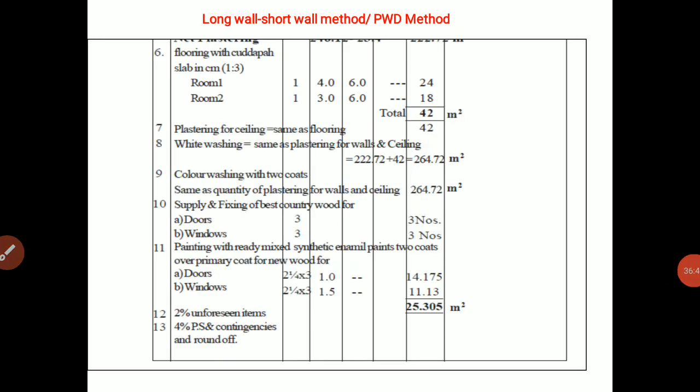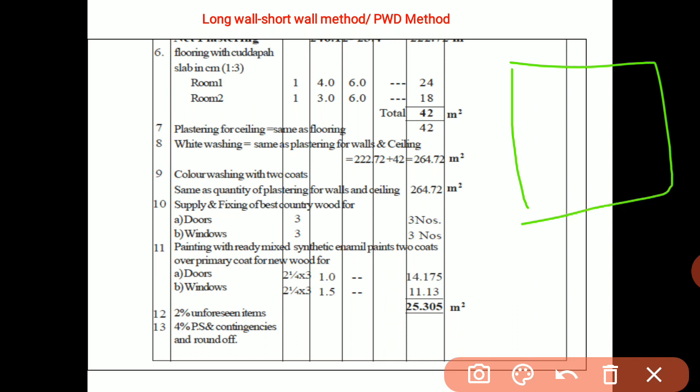Then we will continue with the flooring. For flooring, we will consider it width wise, length into width. For flooring work, we'll consider the length and width. So for room 1 and for room 2 we calculated the flooring part.